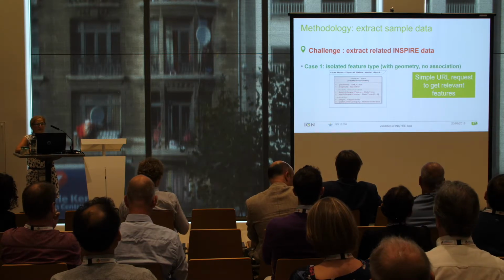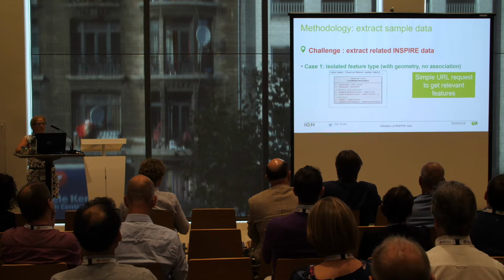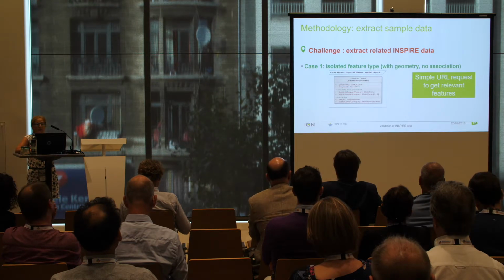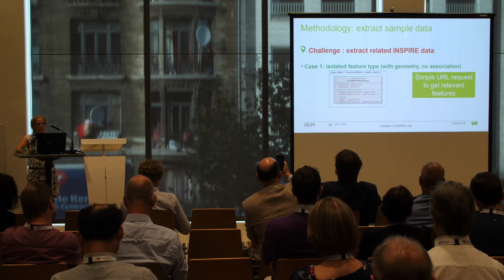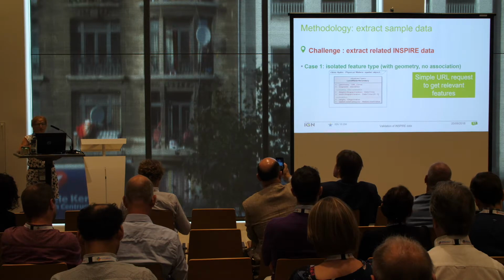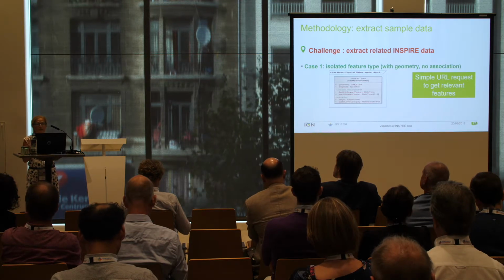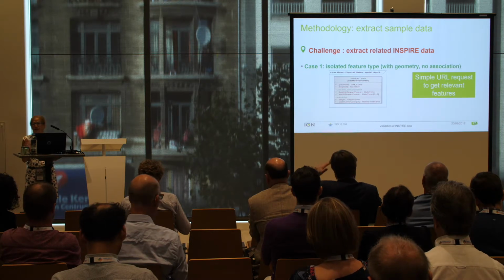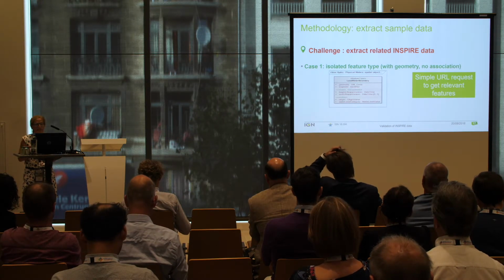So the first case, that is the simplest one, we have an isolated feature type with a geometry, no association, for instance, the land-water boundary. So we can use a simple URL request, and the Web Feature Service will give us, without any difficulties, the 5,000 objects that we require to make the test.